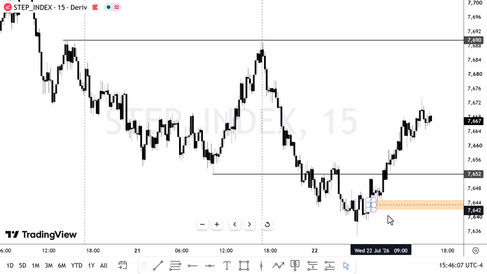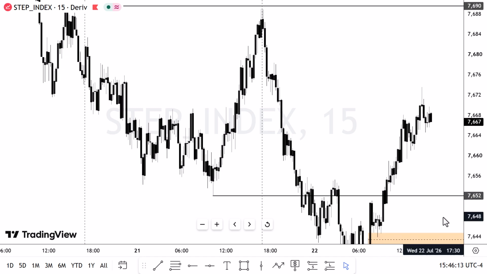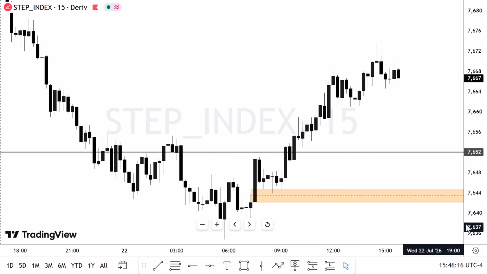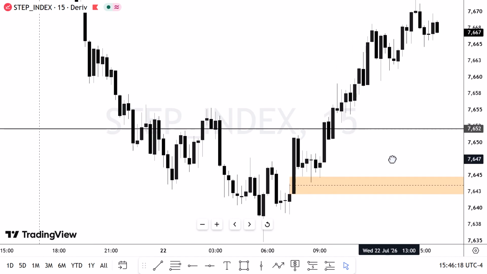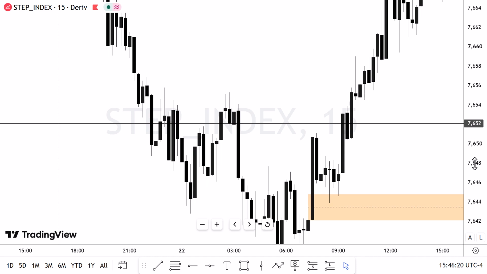It is time based, good people. It is a New York inefficiency. So let's see what this inefficiency has for us. Okay, let me just zoom in to make sure that I have drawn the fair value gap in the correct place.